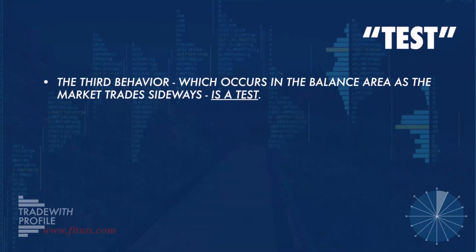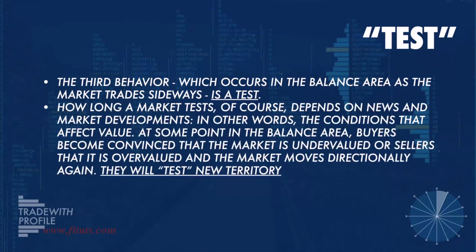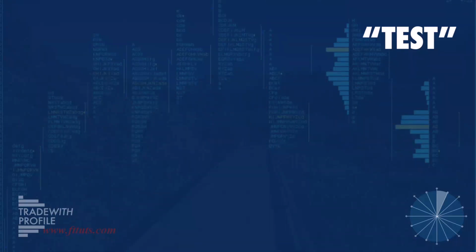It occurs in the balance area, as the market is trading sideways, and it's going to look like a new trend. How long a market tests, of course, depends on the news and market developments, and how willing market participants are, but at some point, buyers or sellers are convinced that the market needs to move, and they're going to test new territory. So they're going to break out of a balancing range, and they're going to test it.